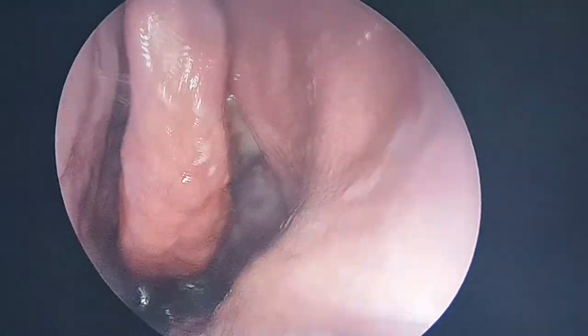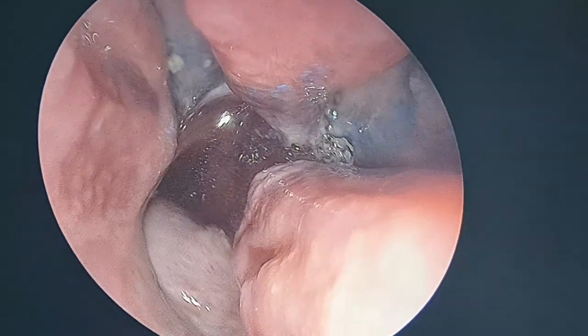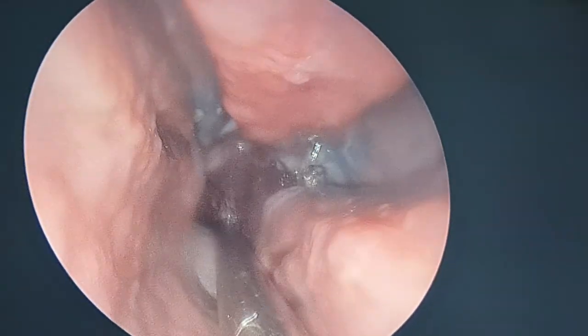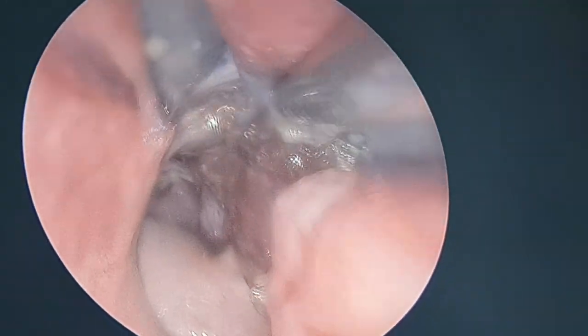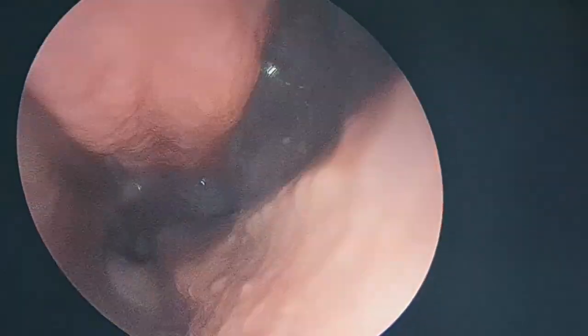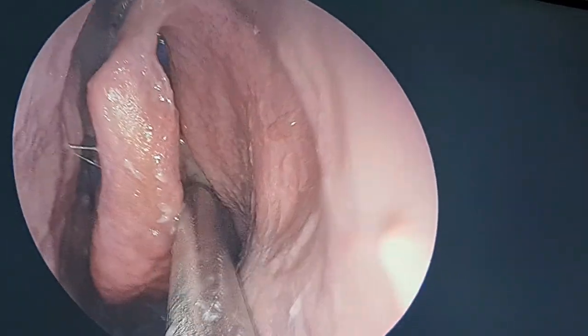This goes all the way in the axial plane. That is the third part of the turbinate. See, all the way behind, right up to the nasopharynx or the perpendicular plate of the palatine bone. This is the third part, which is lying in the axial plane. So this turbinate is lying in all three planes, contributing to its stability in the nasal cavity.